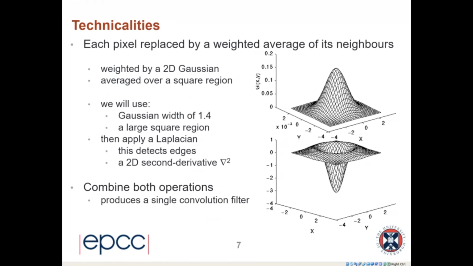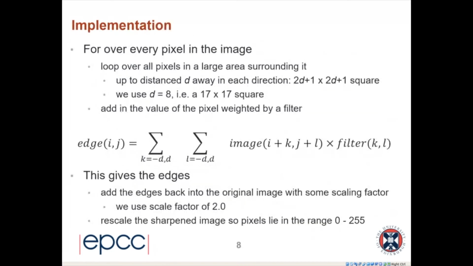That slide is just it, but it doesn't matter if that doesn't make any sense to you, because basically what you do is that for every pixel in the image, you loop over all the pixels in a large area surrounding it, and our area is going to be an 8 by 8 domain.